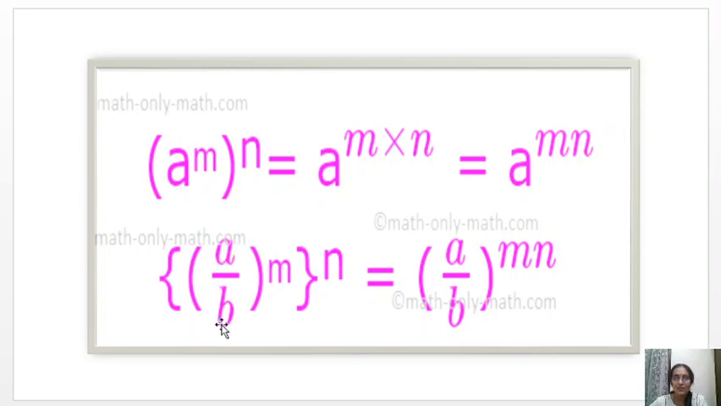When the base is a fraction, a by b, instead of a, here the base is a by b whole power m. Only the fraction is written instead of a. In such cases also the answer is a by b whole power m into n. We have to multiply the powers.